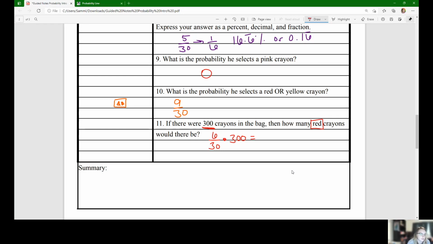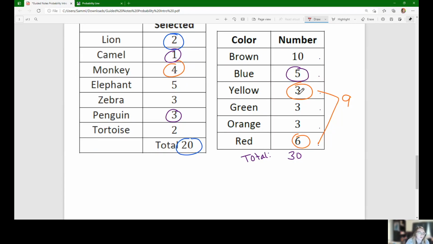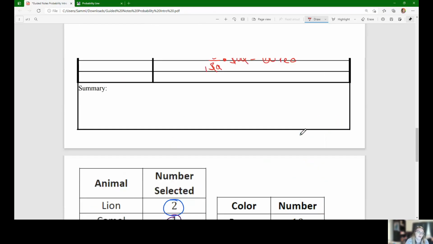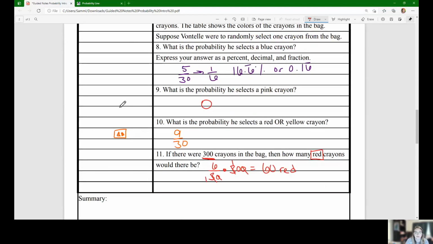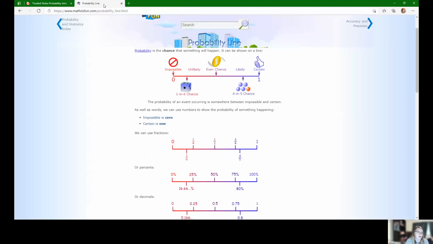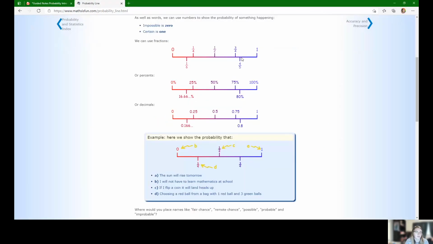So that's going to be, let's see, zeros cancel, 60. 60 out of 300 are red. So probability, we just need to know the total number and how many we want out of that total. We can write it as a fraction and use our calculator with that magic button to change it to a decimal. We can change it to a percent, and knowing which ones are likely, unlikely, and where they fall on this probability scale between 0 and 1.